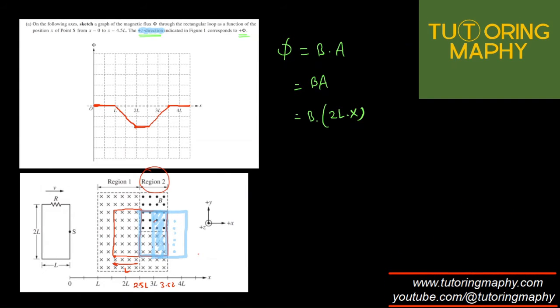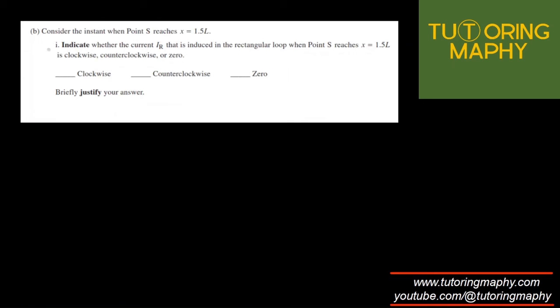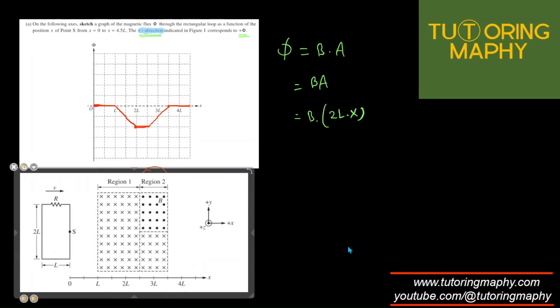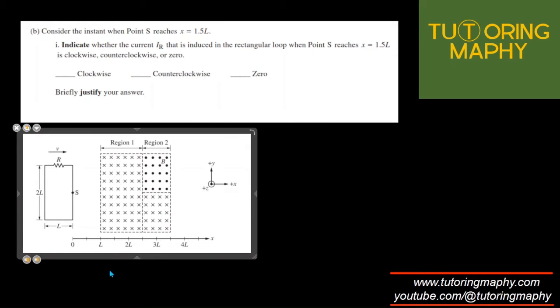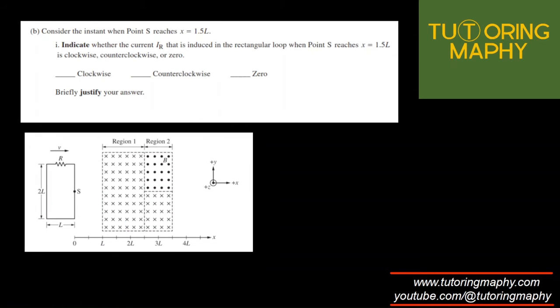So this makes sense. The next one which we have is: consider the instant when the point S reaches 1.5L. So again, I'm going to borrow this. Now they are asking us to consider the instant when the point S reaches 1.5L. So 1.5L is here, right? So 1.5 means half inside, half outside, like this. Sorry, it will start from here.